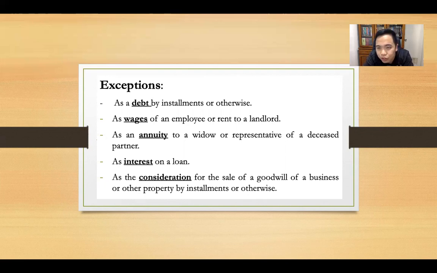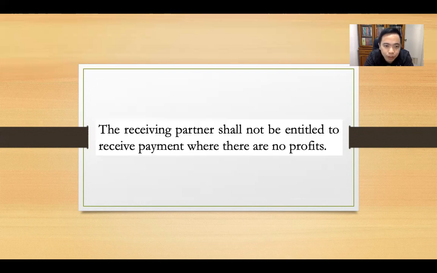Etc., etc. Class, you just have to read to go over the exceptions. They are self-explanatory. Annuity, interest, or consideration for the sale of goodwill of a business, etc. Okay.